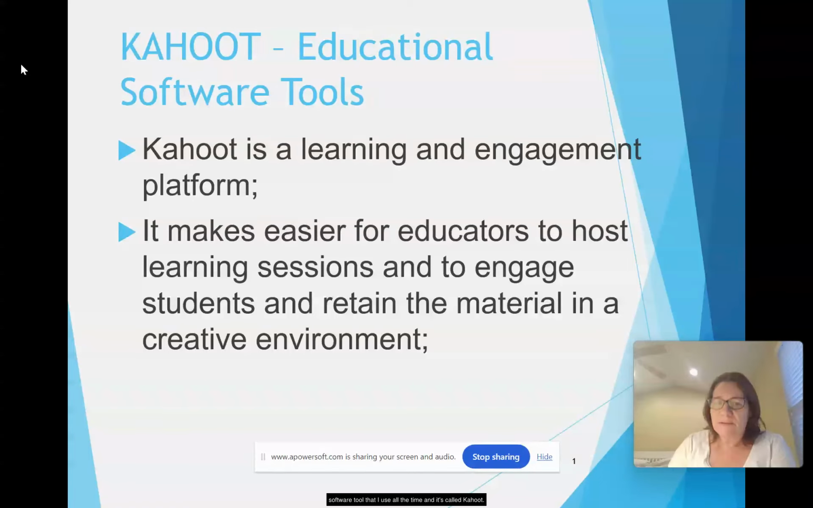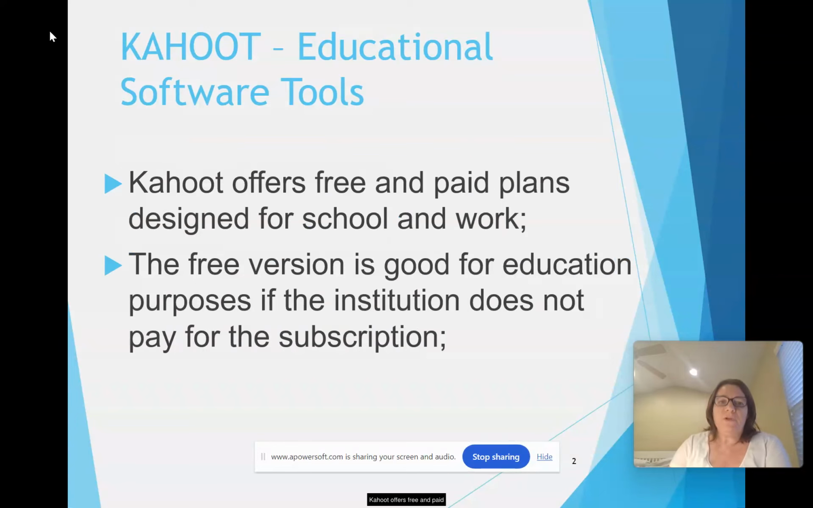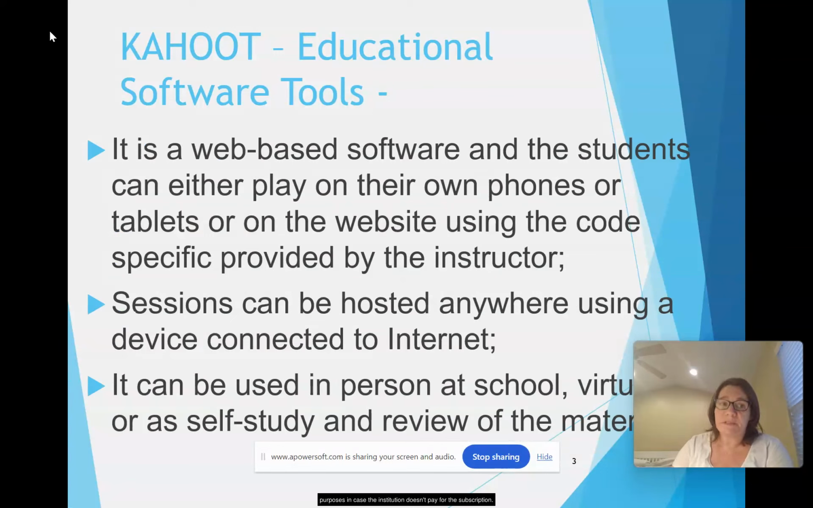My name is Luisa Battistella, and today I'm going to talk about an educational software tool that I use all the time, and it's called Kahoot. Kahoot is a learning and engagement platform. It makes it easier for educators to host learning sessions and to engage students and retain the material in a creative environment. Kahoot offers free and paid plans designed for school and work, and the free version is good for education purposes in case the institution doesn't pay for the subscription.